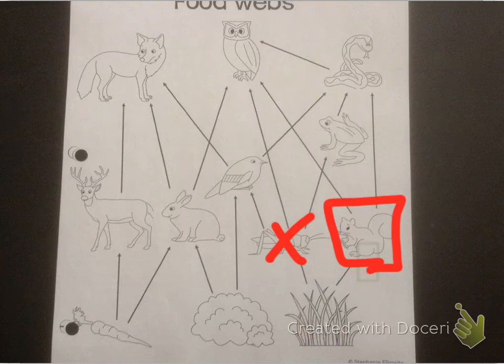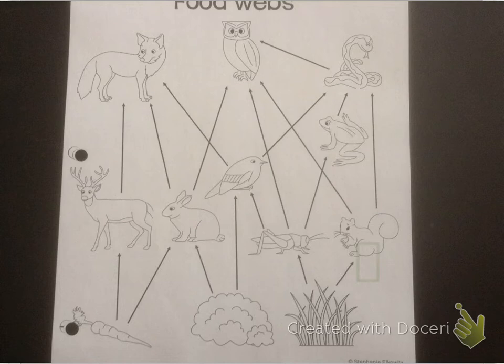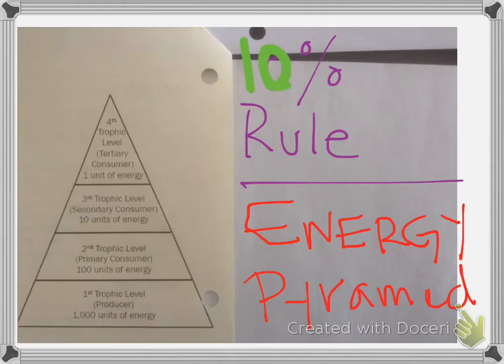So there's a lot that you can do to talk about the interactions that exist inside of a food web, and being able to identify those increases and decreases is extremely important in being able to analyze a food web.